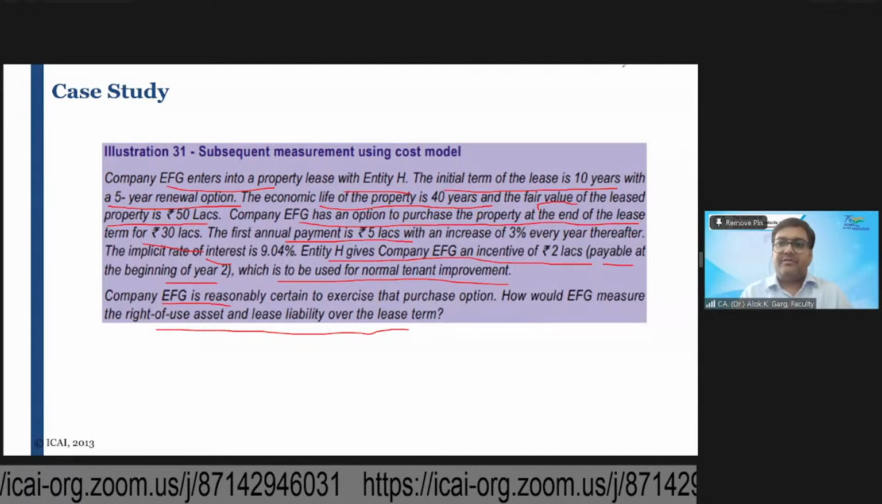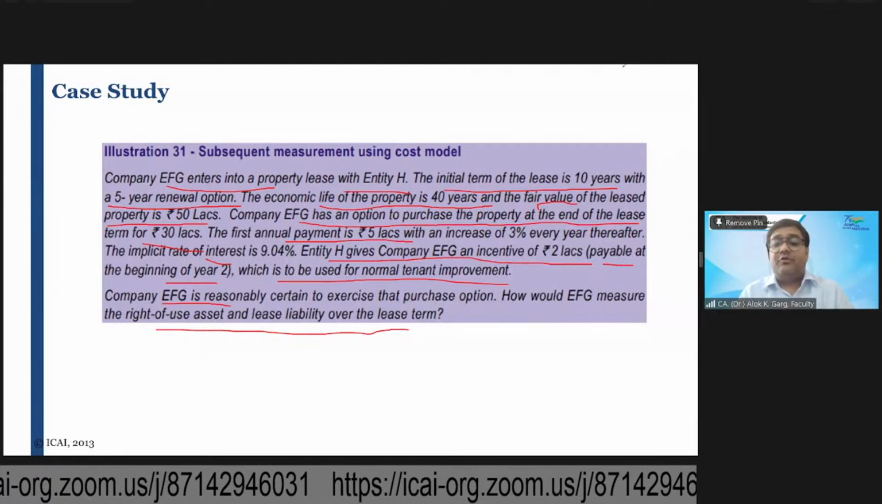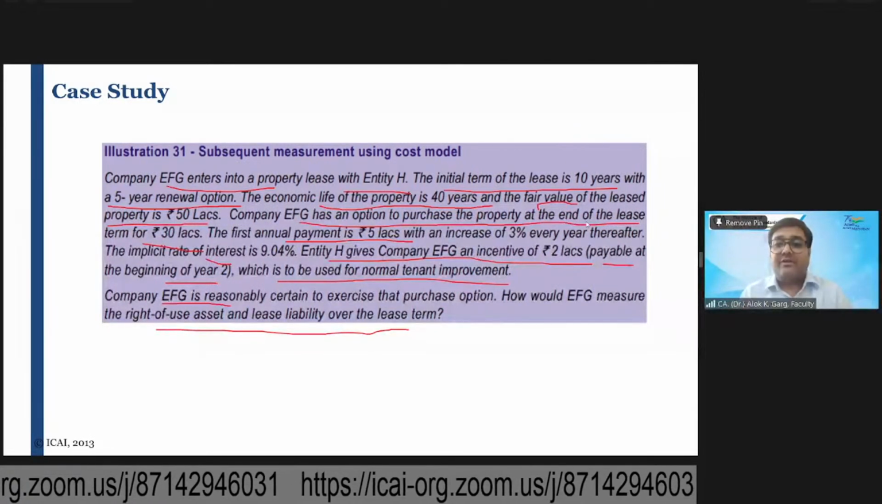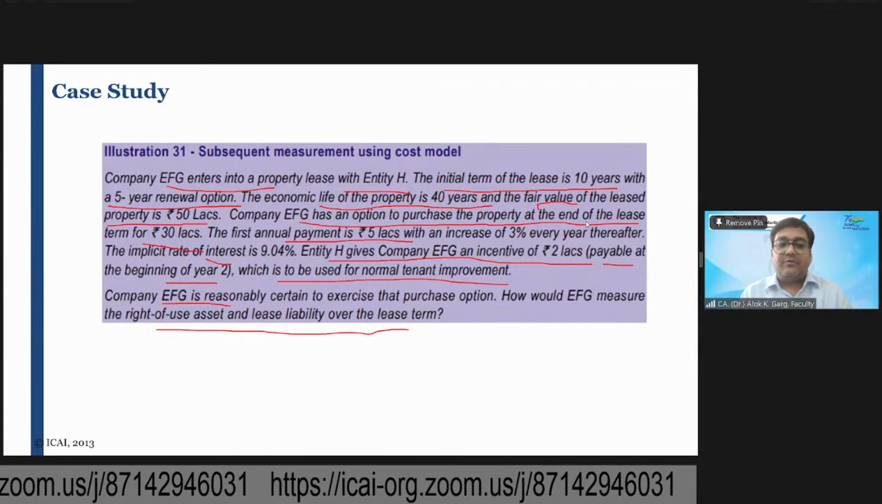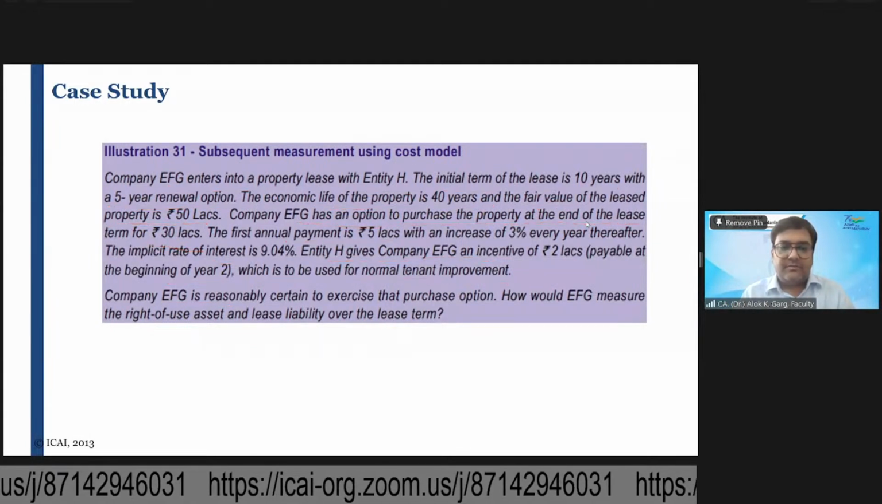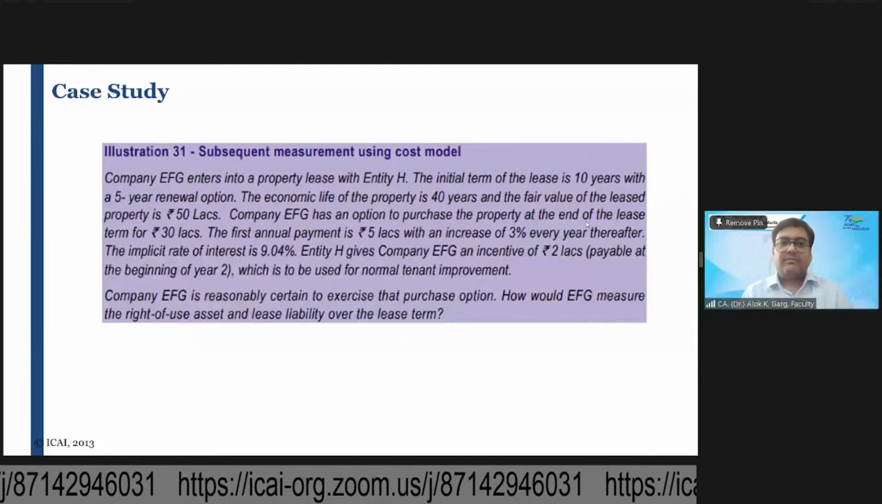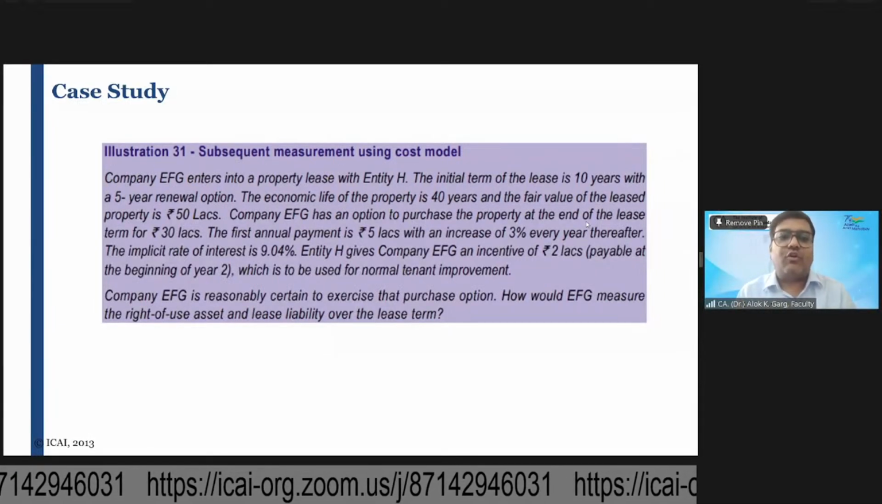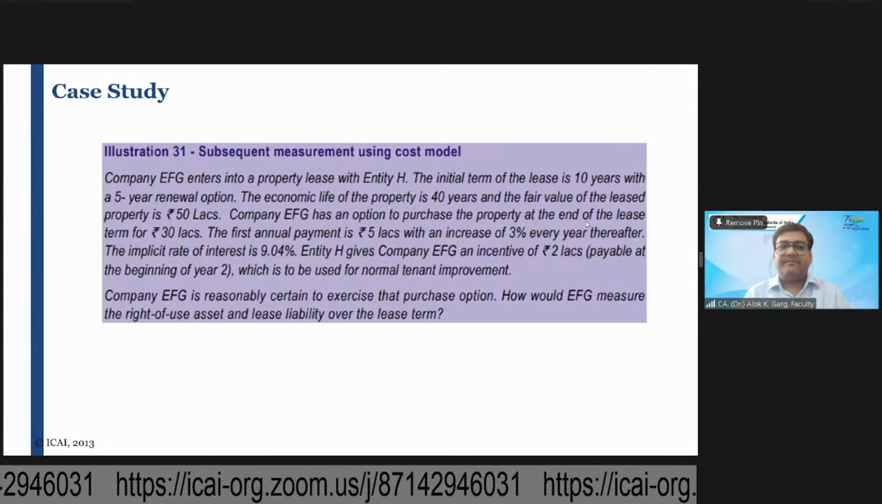Very important question. I don't know whether you have understood this question or not, but let me explain it again. In this question, what all has been given?